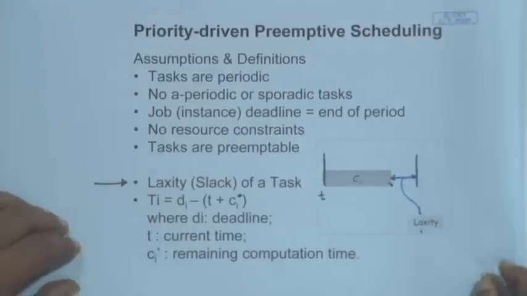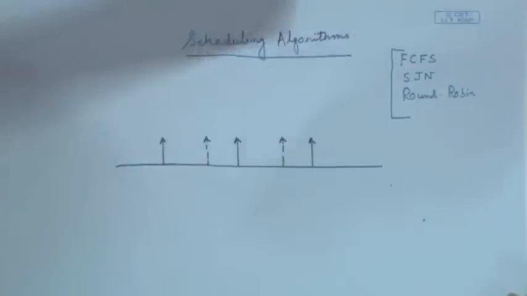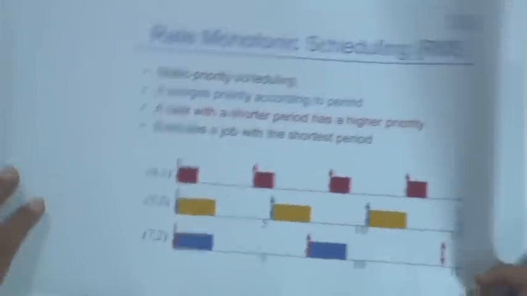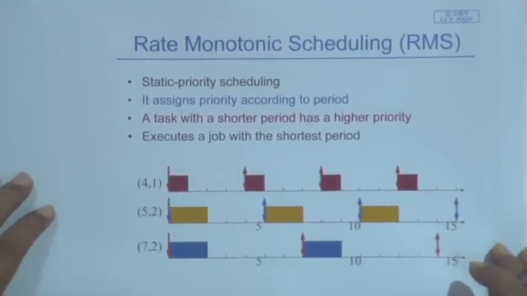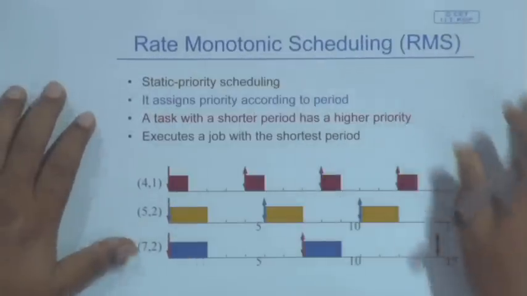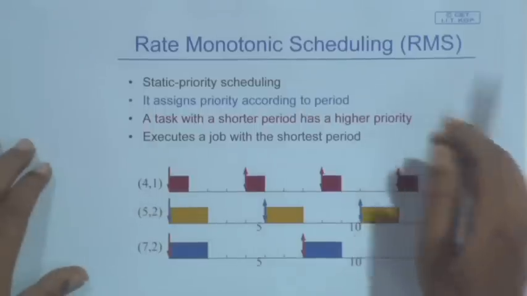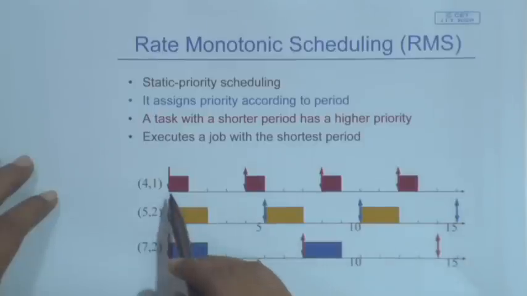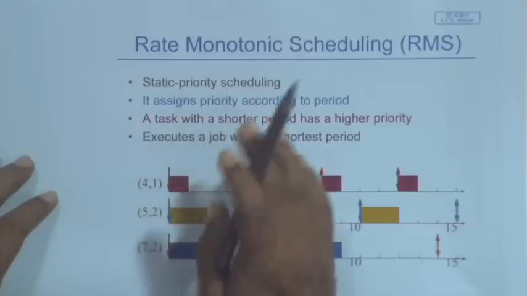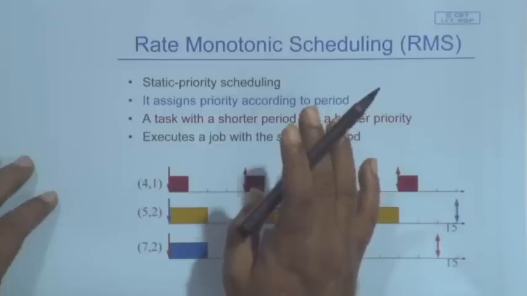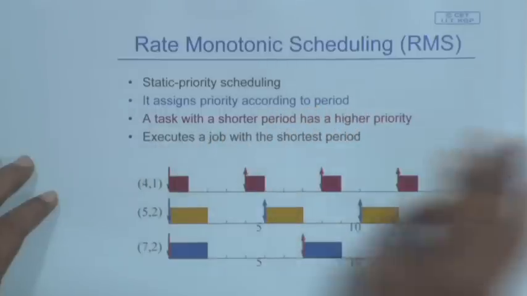So, with these definitions and ideas, let us move to the first scheduling algorithm, which is the rate monotonic scheduling algorithm, or the RMS. Again, we come back to the task that we had seen earlier. Here, it is a static priority scheduling. The priorities are known beforehand.